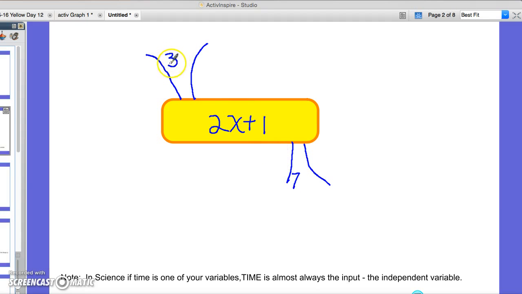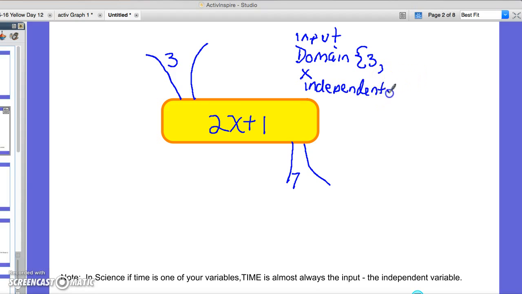So your input is 3. So this is your input. It's also an element of the domain, and we write our domain as a set. So 3 is one element in that set. It is also your x variable, and it's called the independent variable. It's the thing you start with. It's independent. So independent variable.